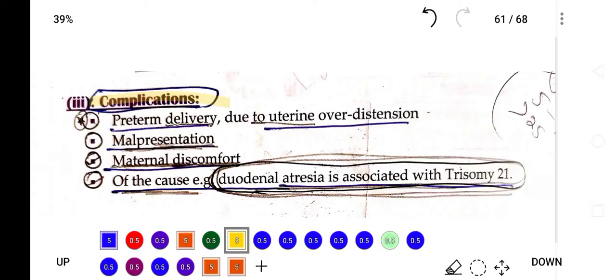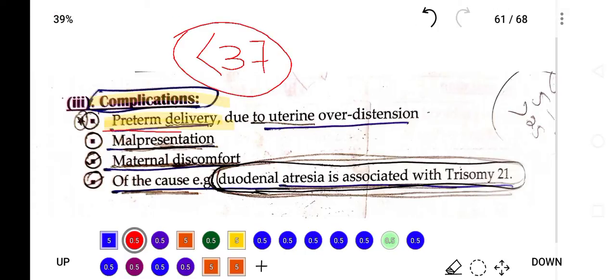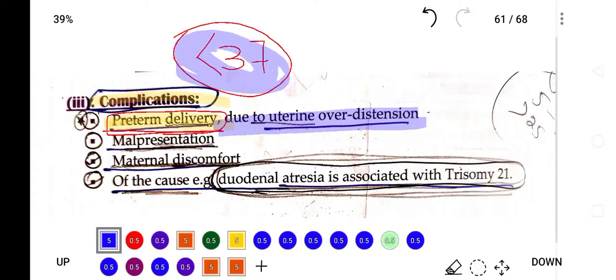Now, the complications of this condition include preterm delivery, delivery which occurs before the 37th week of gestation. Preterm delivery occurs because of excess fluid causing uterine overdistension. Malpresentation can occur, an abnormal position of the baby can develop, and maternal discomfort can occur. Also, duodenal atresia is associated with trisomy 21.